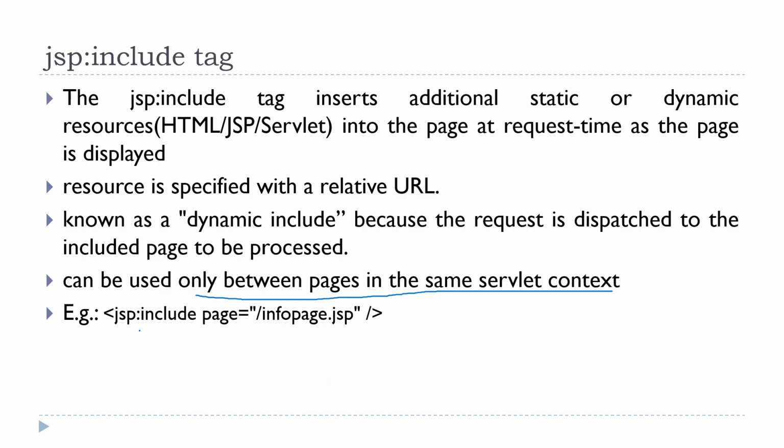To use this, we can write the JSP include action tag like this, and we have to specify the page. The page attribute will contain the URL of our page. So this info page.jsp will be included in our current JSP page at runtime.